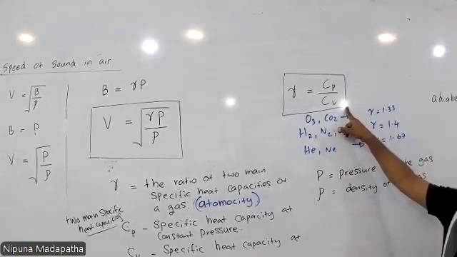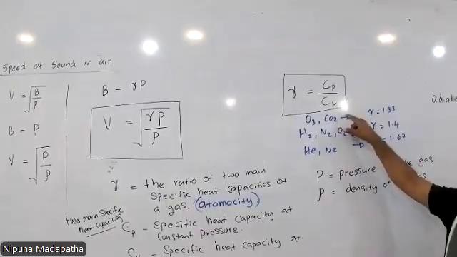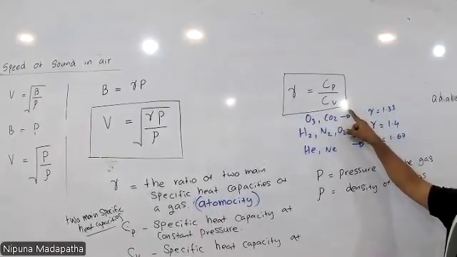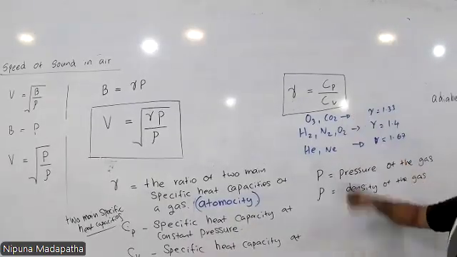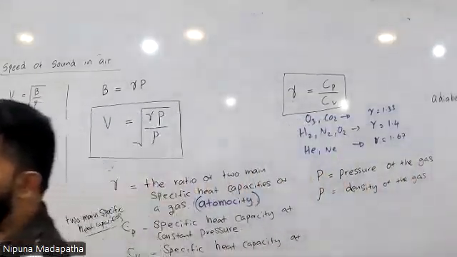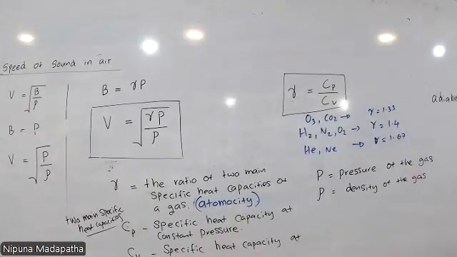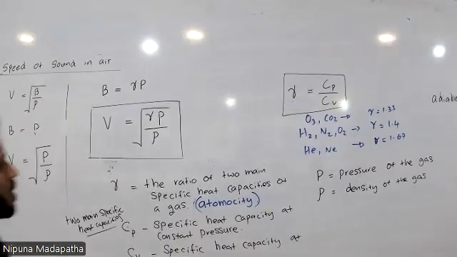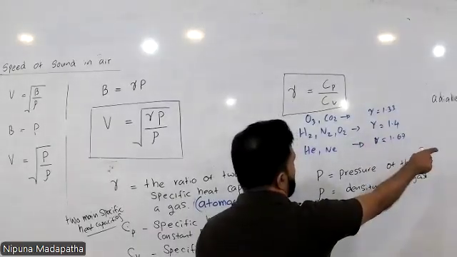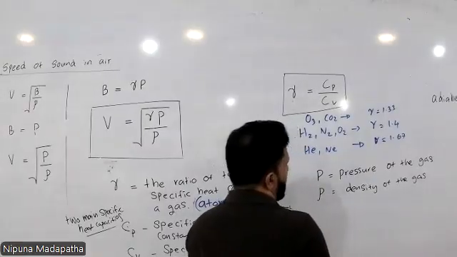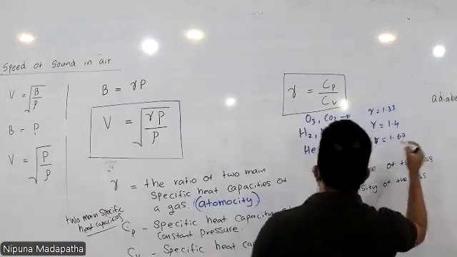Gamma is Cp over Cv. The value of gamma depends on the number of atoms in a gas molecule. For monatomic gases, this is monatomic.